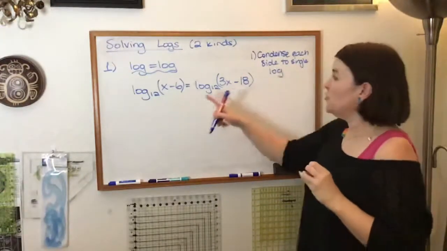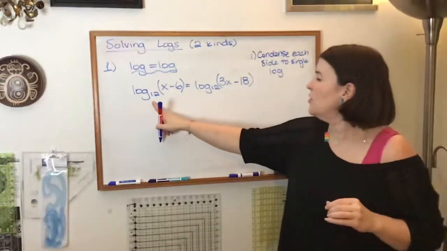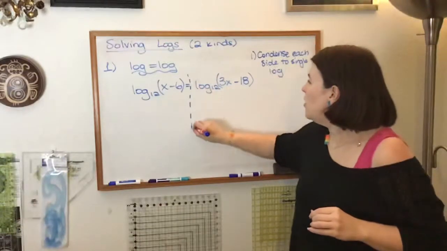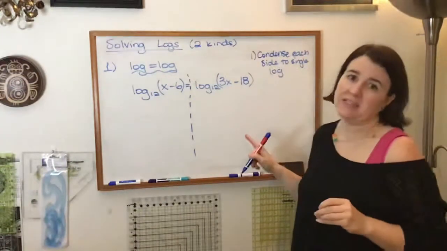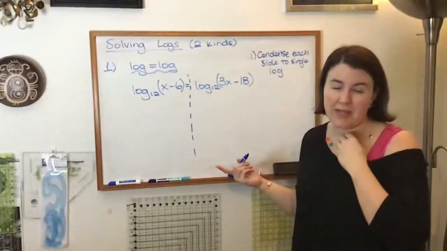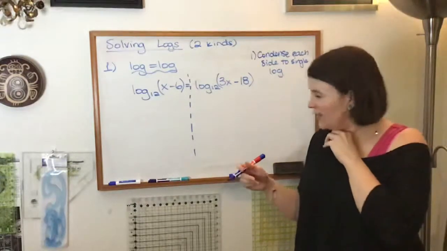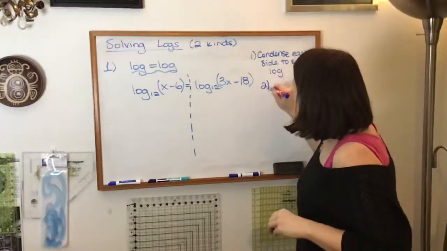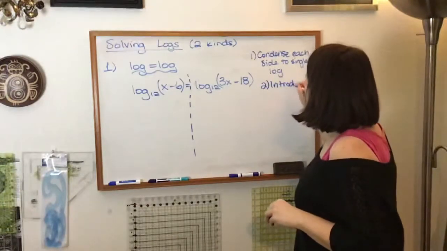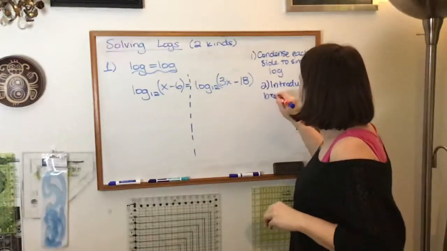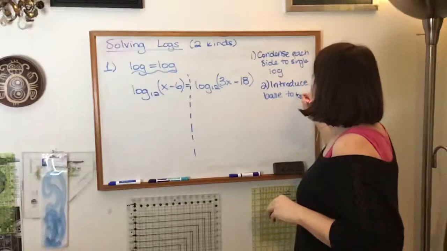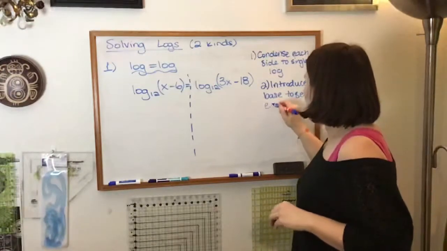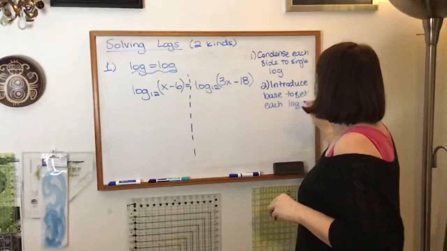But for this particular example, because this is a single log equal to a single log, I don't need to condense. I'll remind you how to condense with the next example. The next thing that I do is introduce the base to set each log as the power and eliminate.